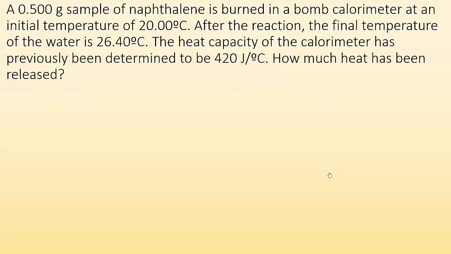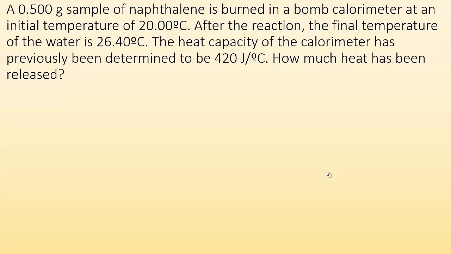So here's an example of a bomb calorimetry problem. It says a 0.500 gram sample of naphthalene is burned in a bomb calorimeter at an initial temperature of 20 degrees Celsius. After the reaction, the final temperature of the water is 26.40 degrees Celsius. The heat capacity of the calorimeter has previously been determined to be 420 joules per degree Celsius. How much heat has been released?